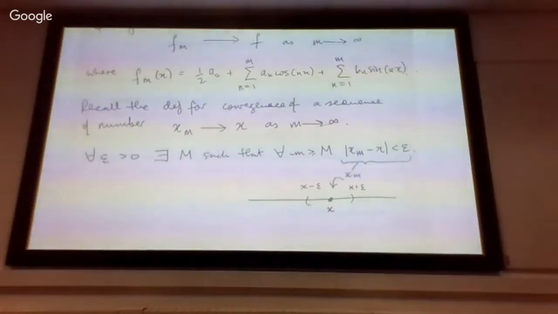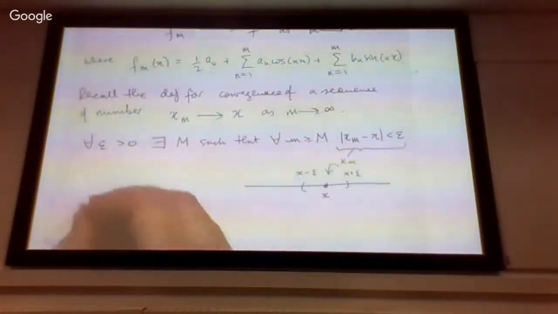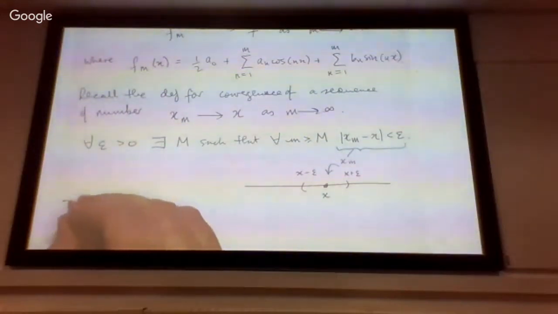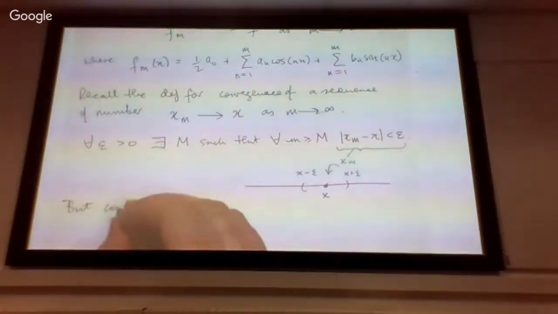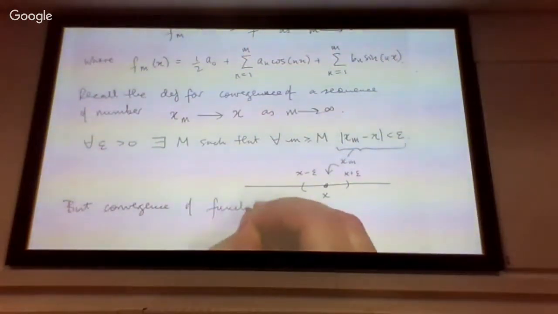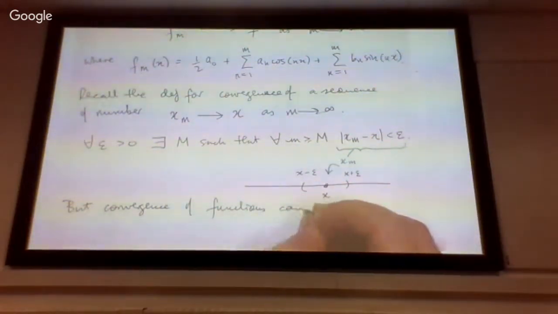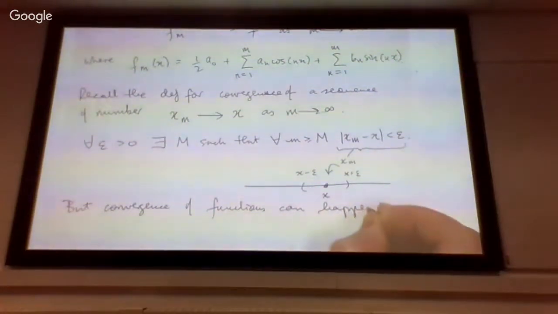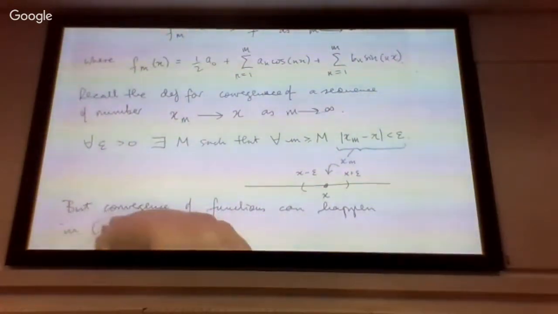Okay, that's the definition of convergence for sequences of numbers. But convergence of functions can happen in at least 2 different ways.